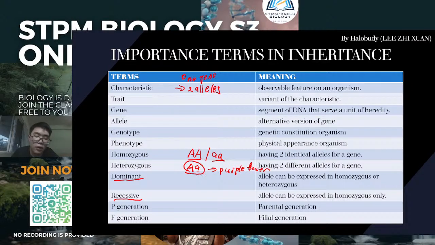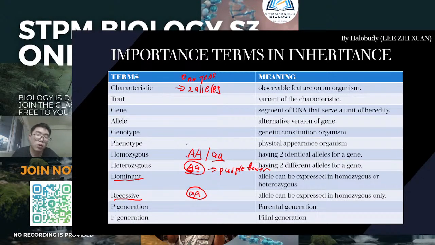The white flower contains the white flower gene, but because it contains one dominant allele, it will only express the purple flower. So the recessive gene is not expressed. A recessive organism is normally only expressed in the homozygous recessive condition. If we want to determine the recessive organism, it can only be one genotype, aa.